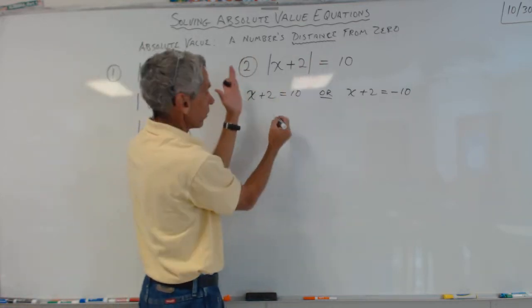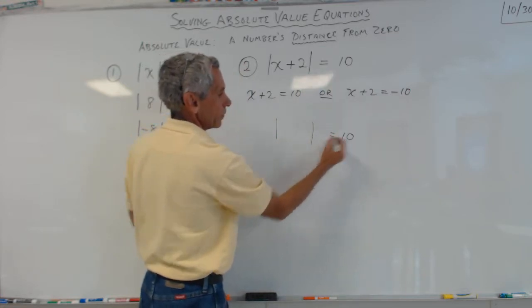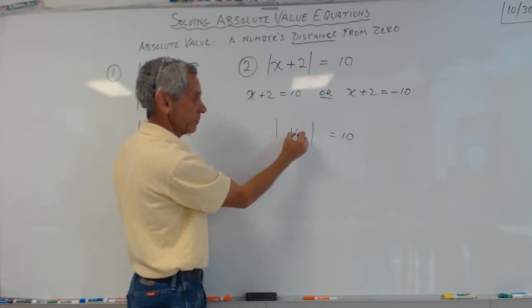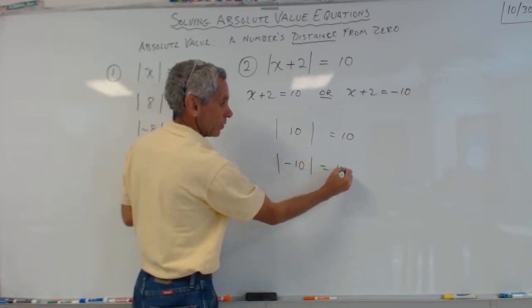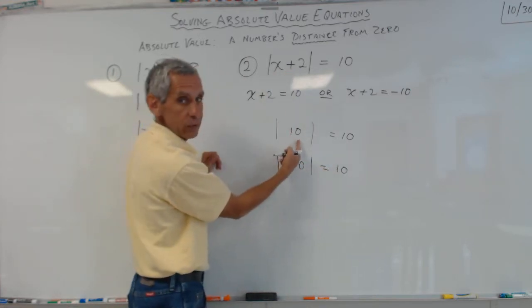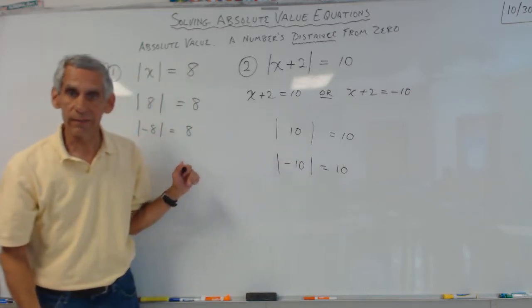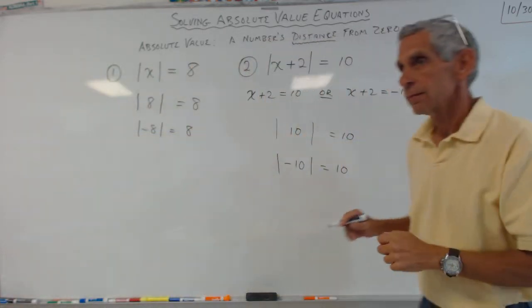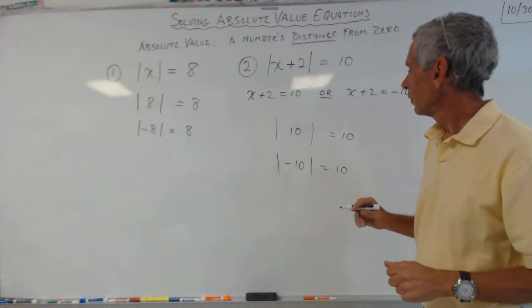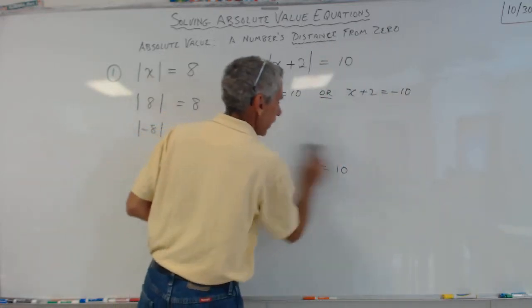Think about it. What are all the possibilities that I could have in here to equal 10? I could have a 10, or I could have a negative 10, right? So x plus 2 must either equal 10 or negative 10. Does that make sense? Everybody get that? Okay, I get it now, so that's why it works.